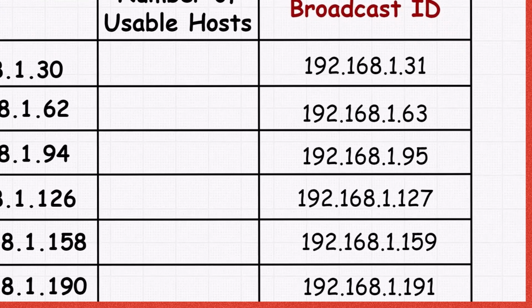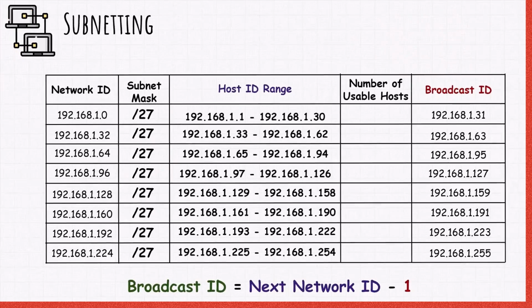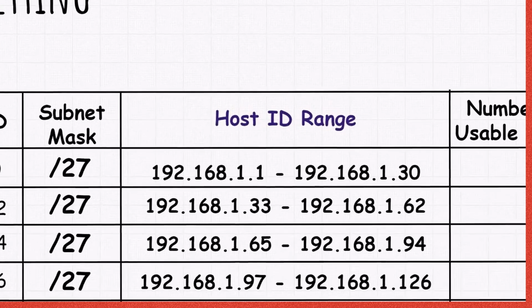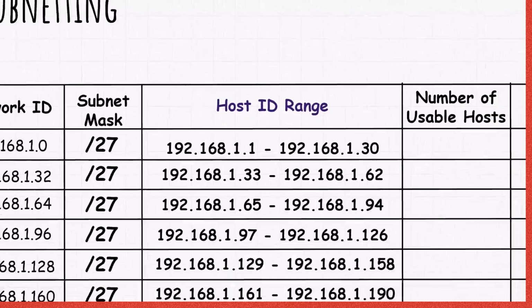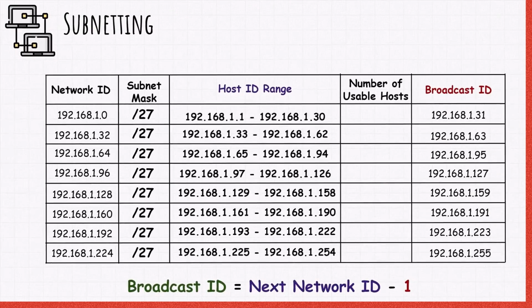Alright, and we also need to fill in the host ID range, which is the range between the network ID and broadcast ID, which for the first network would be 192.168.1.1 up to 192.168.1.30. For the second one, it would be from 192.168.1.33 to 192.168.1.62. And you can see for all the 8 subnets how the range would look like. So it is written in the table right now.